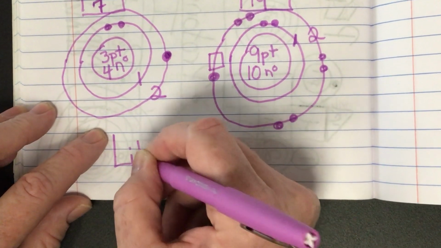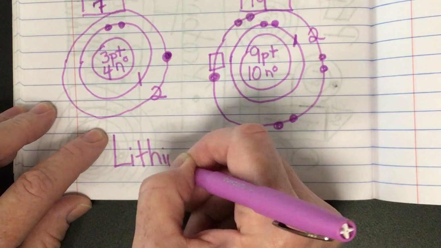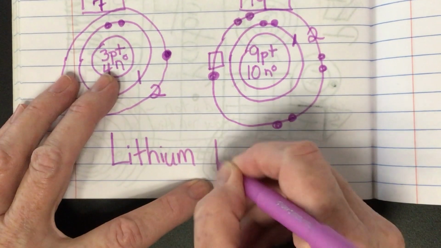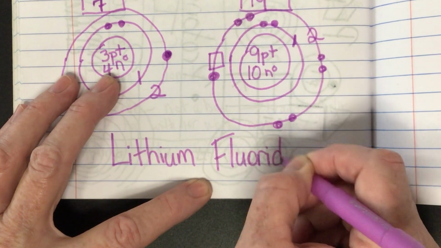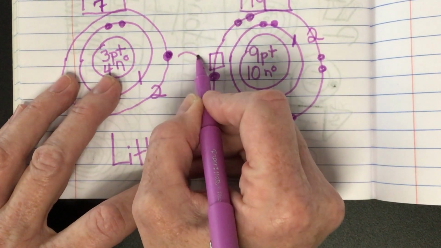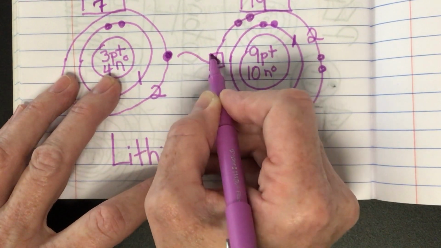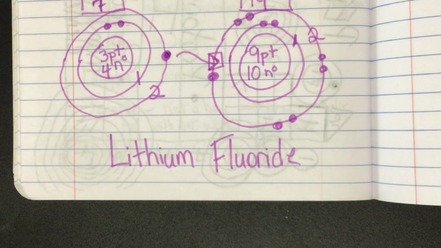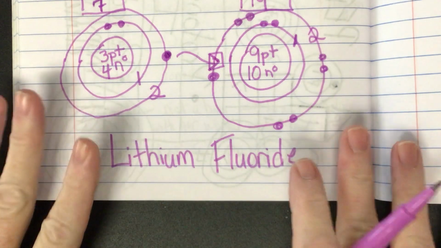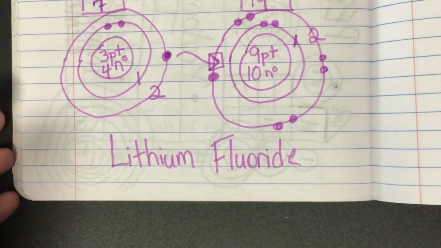a compound called lithium fluoride. Because this electron will scoot over here and fill up that space, and they'll say together we'll lock arms, share these 2 electrons, and we will form a bond.